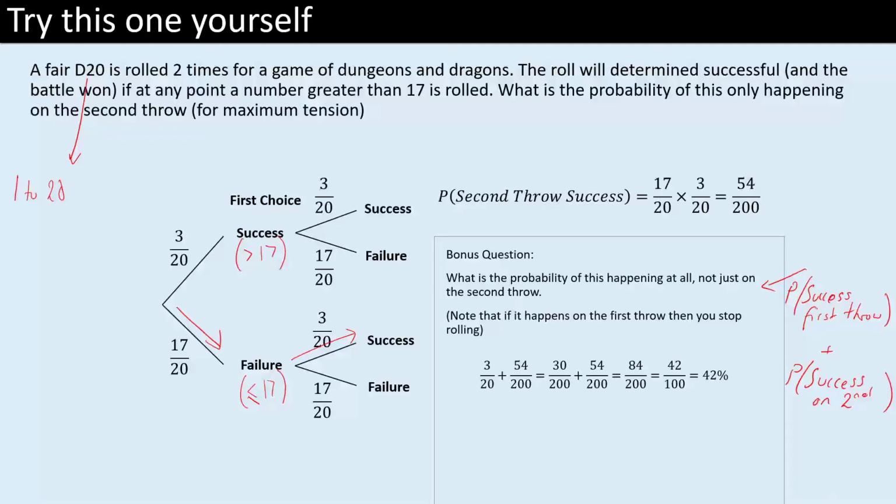Okay, so that seems to increase our percentage quite considerably, really. 3 out of 20 plus 54 over 200 is the same as 30 out of 200 plus 54 over 200, which is 84 out of 200, which is actually the same as 42%. So we go from just over a quarter to just over 42%, which is not a bad increase, really.